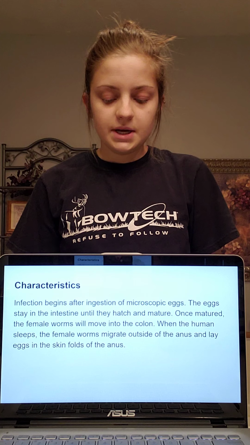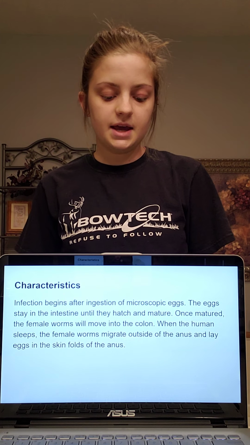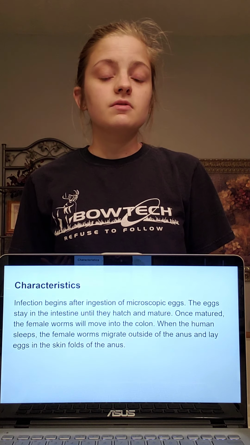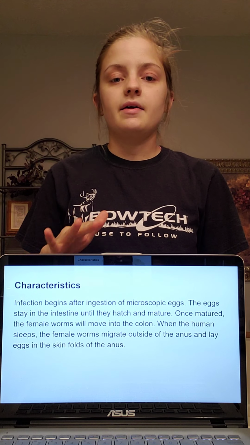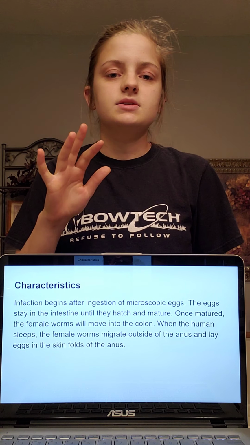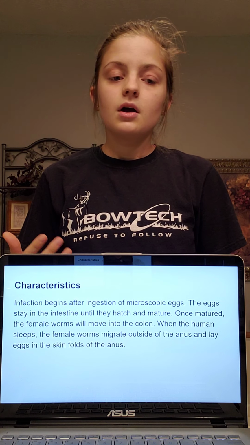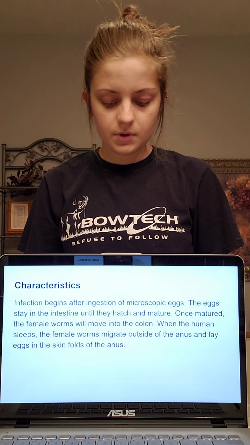So, characteristics of this disease: the infection begins after ingestion of microscopic eggs. The eggs stay in the intestines until they hatch and mature. Once they mature, the female will travel outside of the anus and lay her eggs in the skin folds around the anus. All around there she'll lay her eggs, and then when you go to sleep, she'll travel back in and go back into your colon.